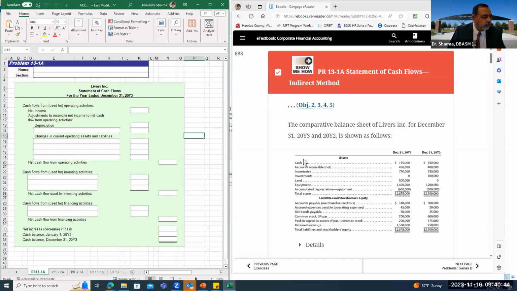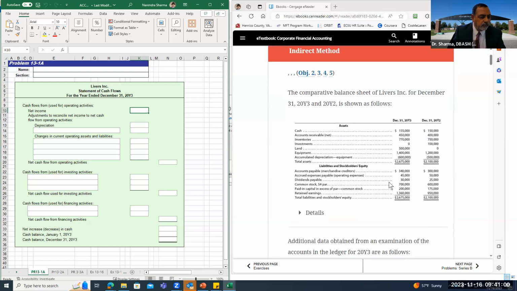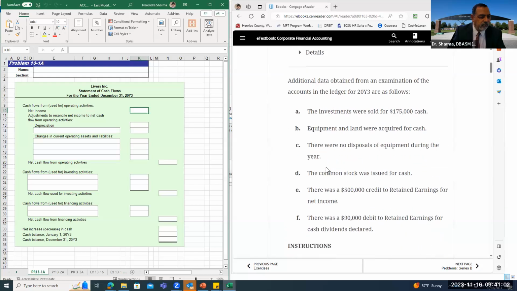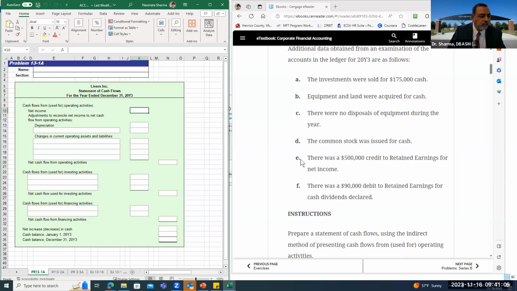Now let's start with the net income. Usually net income will be given in an income statement if you are given one. If not, sometimes they may give you a retained earnings account, and there you'll find the net income. In this case, we are only given a balance sheet and additional information. Item E says there was a 500,000 credit to retained earnings for net income. So that is the amount I'm going to take, 500,000. That is the first thing.